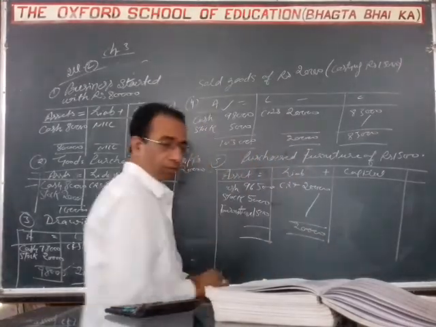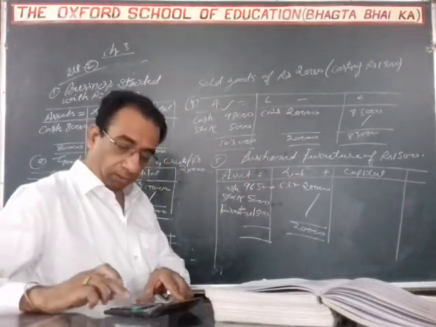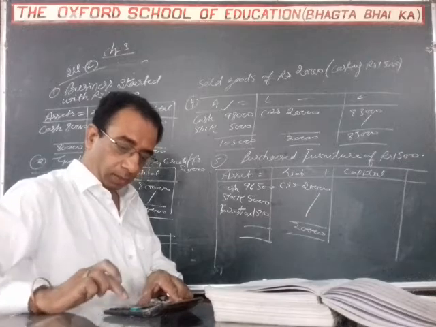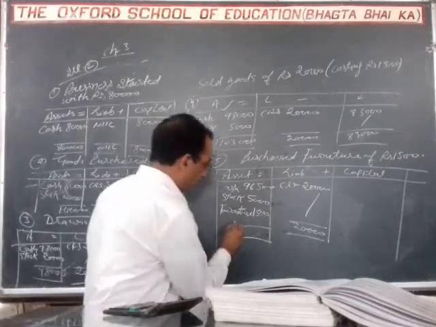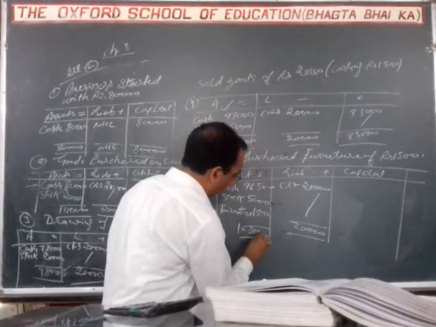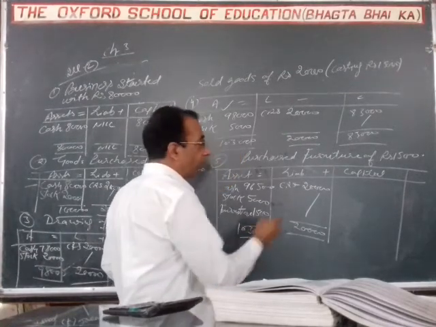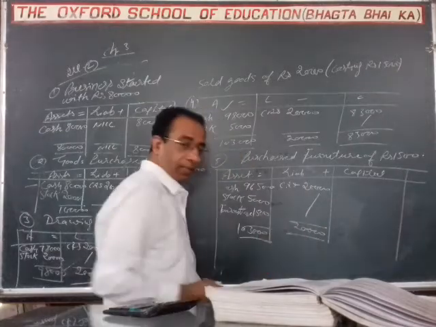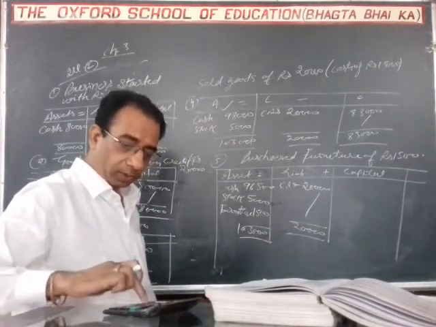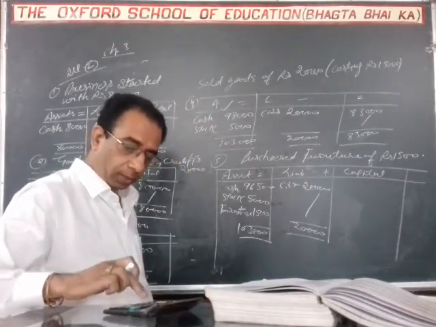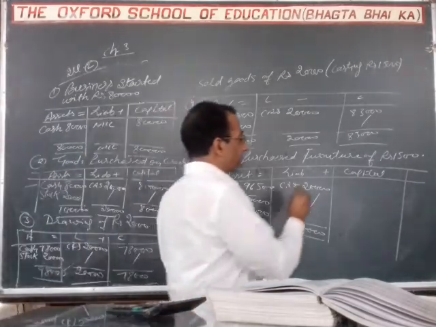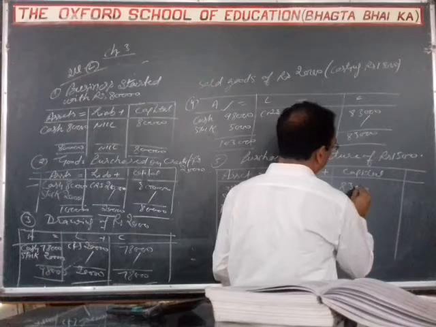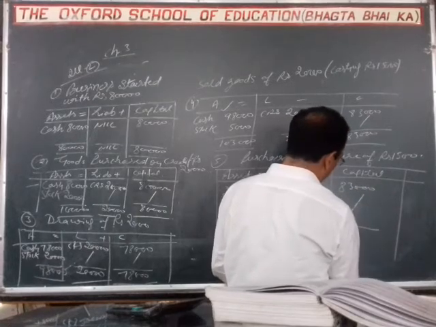Let me make a total of the asset side. 96,500 plus 5,000 plus 1,500. This is 1,03,000. So how do we calculate the capital? 1,03,000 minus 20,000. So 83,000 capital again.